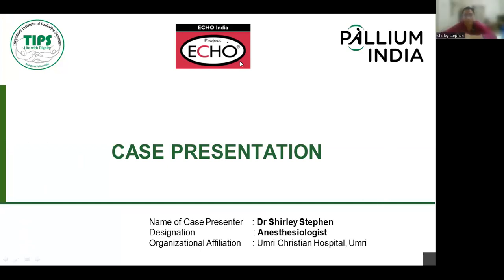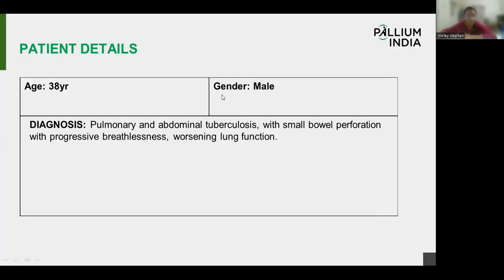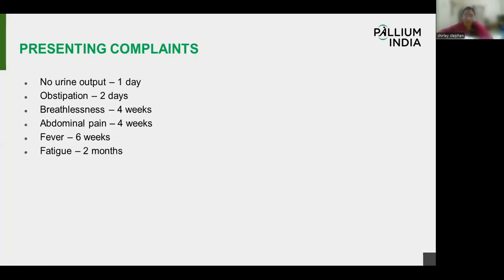My patient is a 38-year-old male. He came to us with pulmonary and abdominal tuberculosis. He had a small bowel perforation. He also had progressive breathlessness and worsening lung functions. He presented to us with nil urine output for a day, constipation and not passing flatus for 2 days, breathlessness for about a month, abdominal pain also for a month, fever on and off for 6 weeks, and fatigue for 2 months.